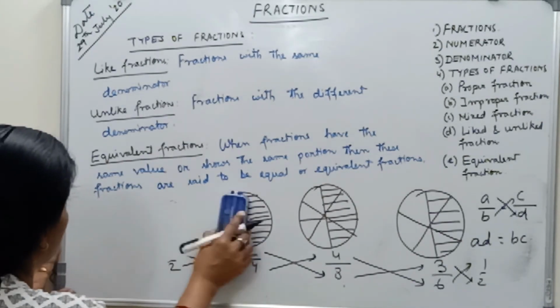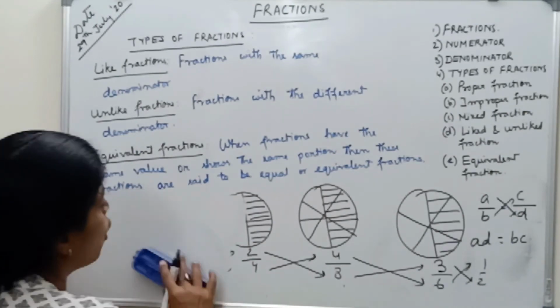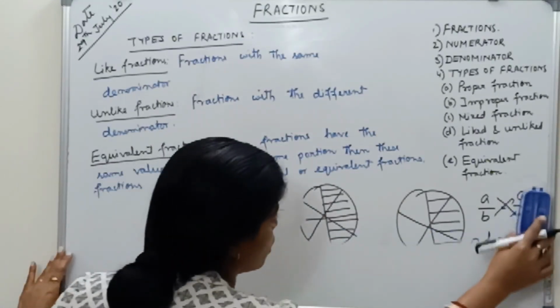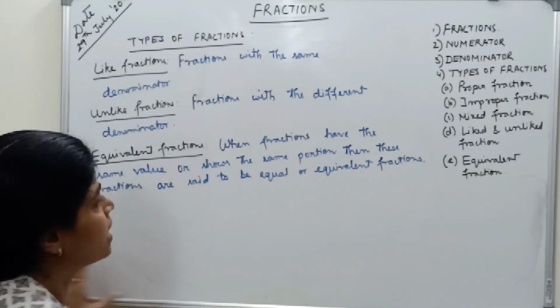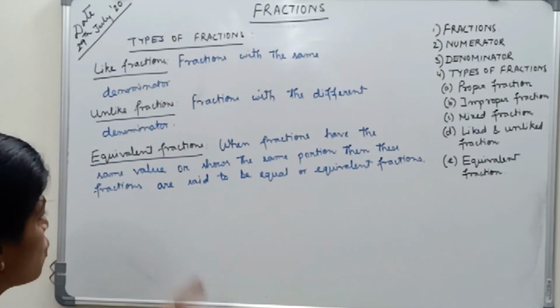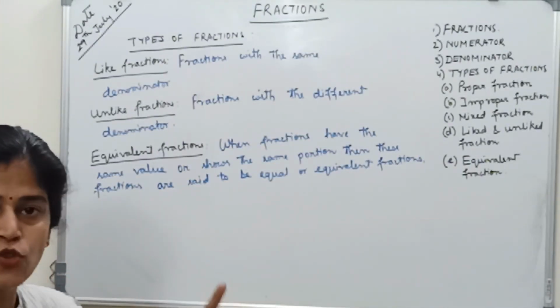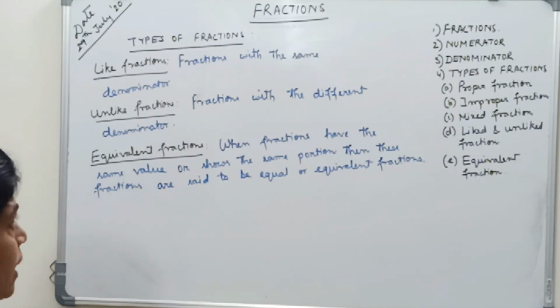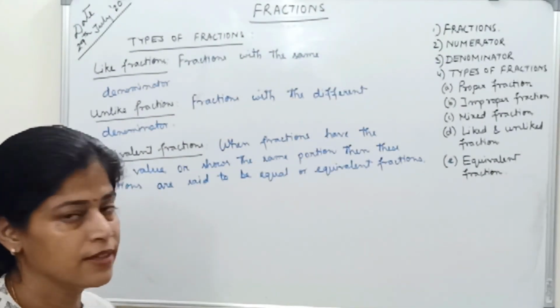So we can say, what is an equivalent fraction? When fractions have the same value or show the same portion. So these all have the same values. When fractions have the same value or show the same portion, then these fractions are said to be equal or equivalent. So this is all about various types of fractions. Thank you.